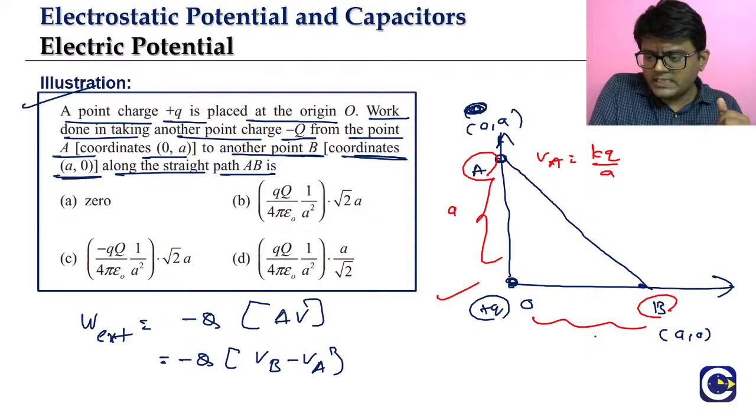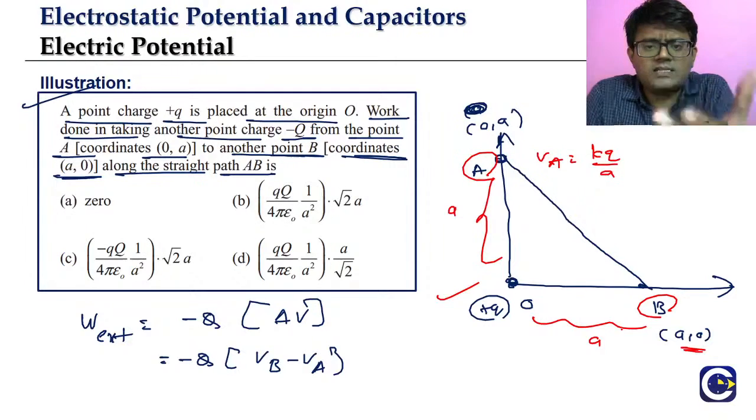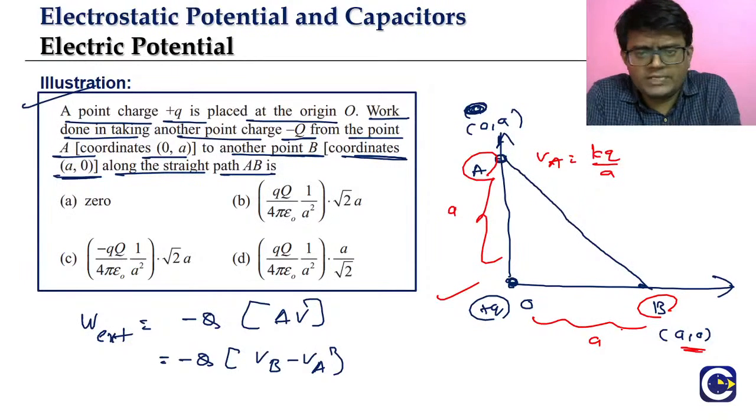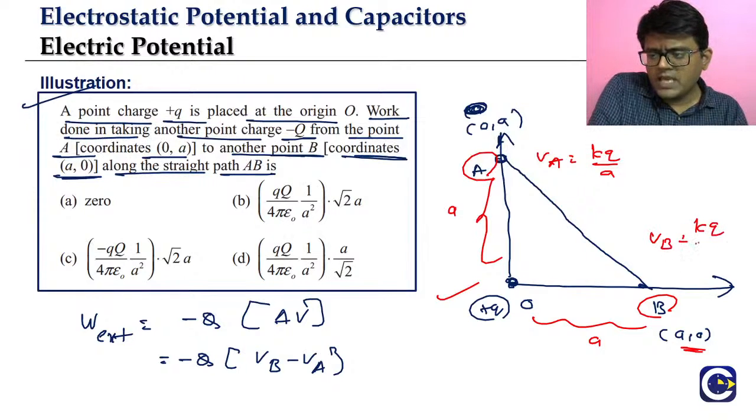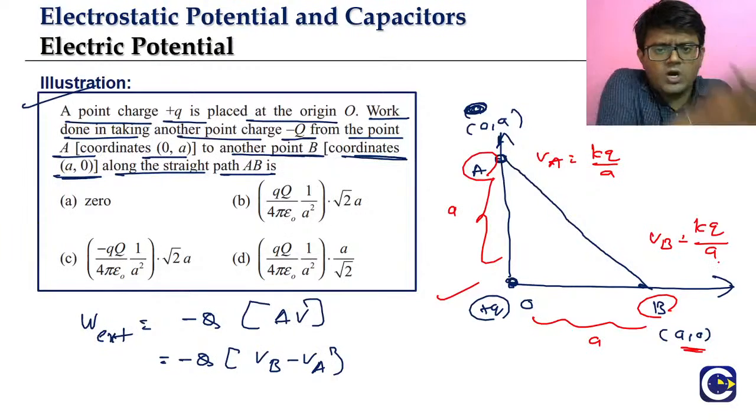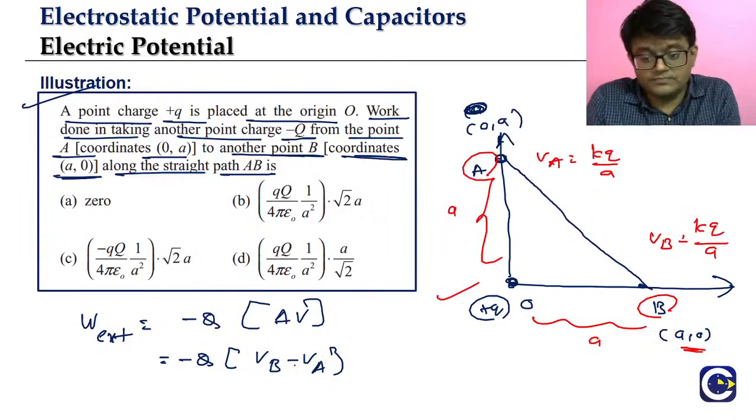Origin lendhu what is the distance to the point B? Adhuyum a da, small a. A na, what are the coordinates? (a, 0). If I say that there is a point (4, 0) on the x axis, origin lendhu what is the distance of the point? 4 units dana. So what will be the potential at the point B paranga? K into Q by the distance from origin to point B. Adhuvum small a dana, which means what? VA oda value is equal to VB.